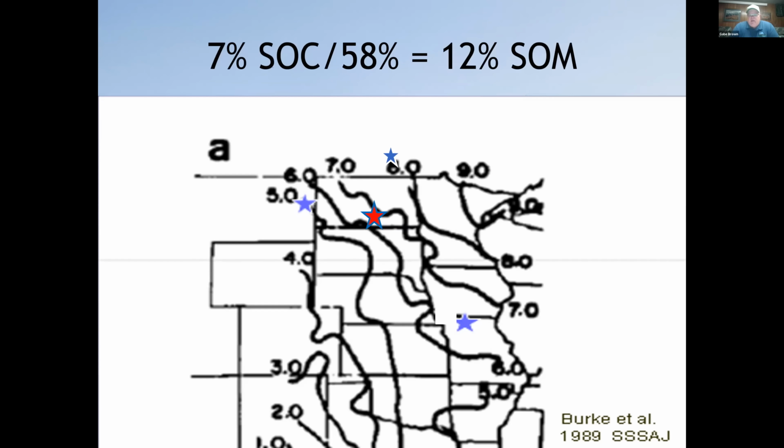Well, organic matter is 58% carbon, soil organic matter. That means we were at about 12% soil organic matter in this part of the northern Great Plains. And surprisingly enough, quite similar to where Shane was at down there in northeast Kansas. Shane, you want to add anything?